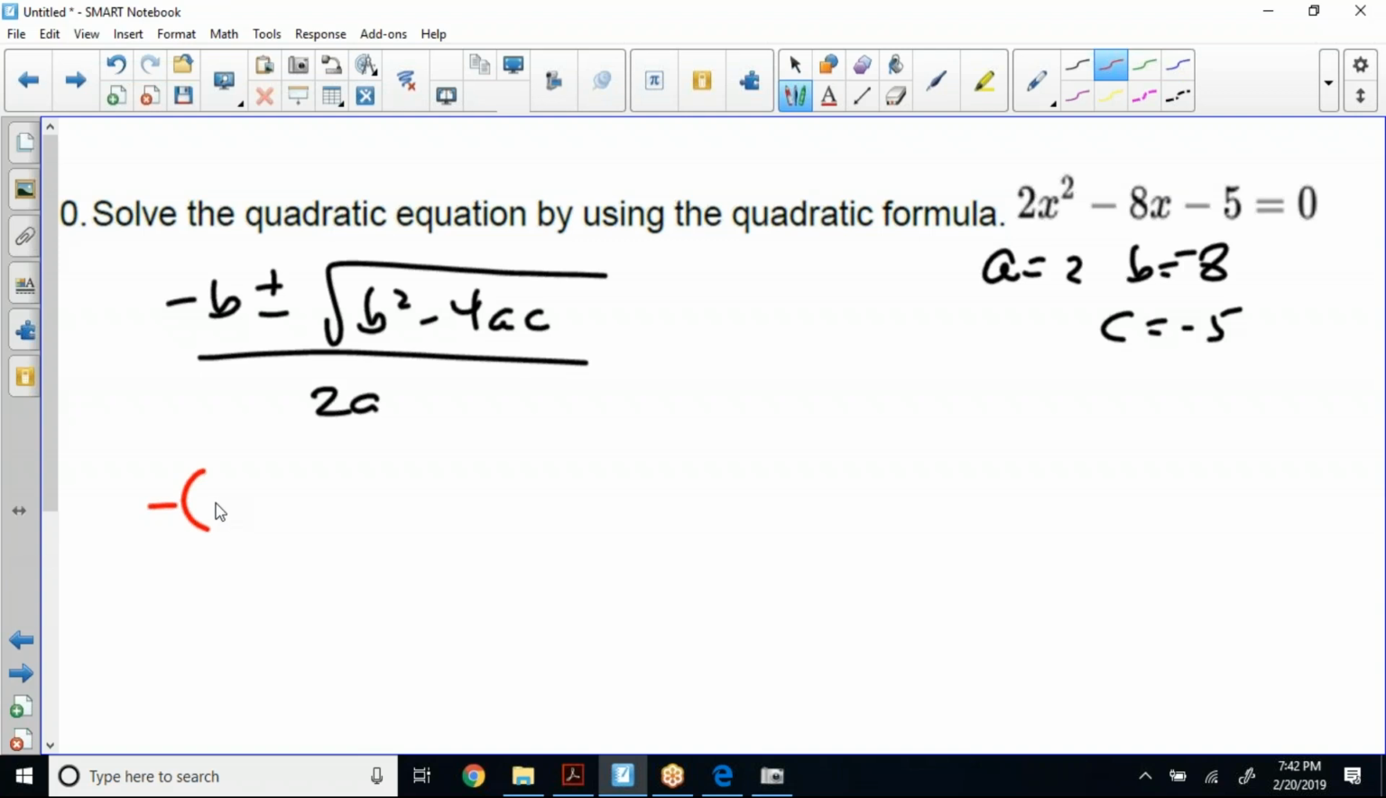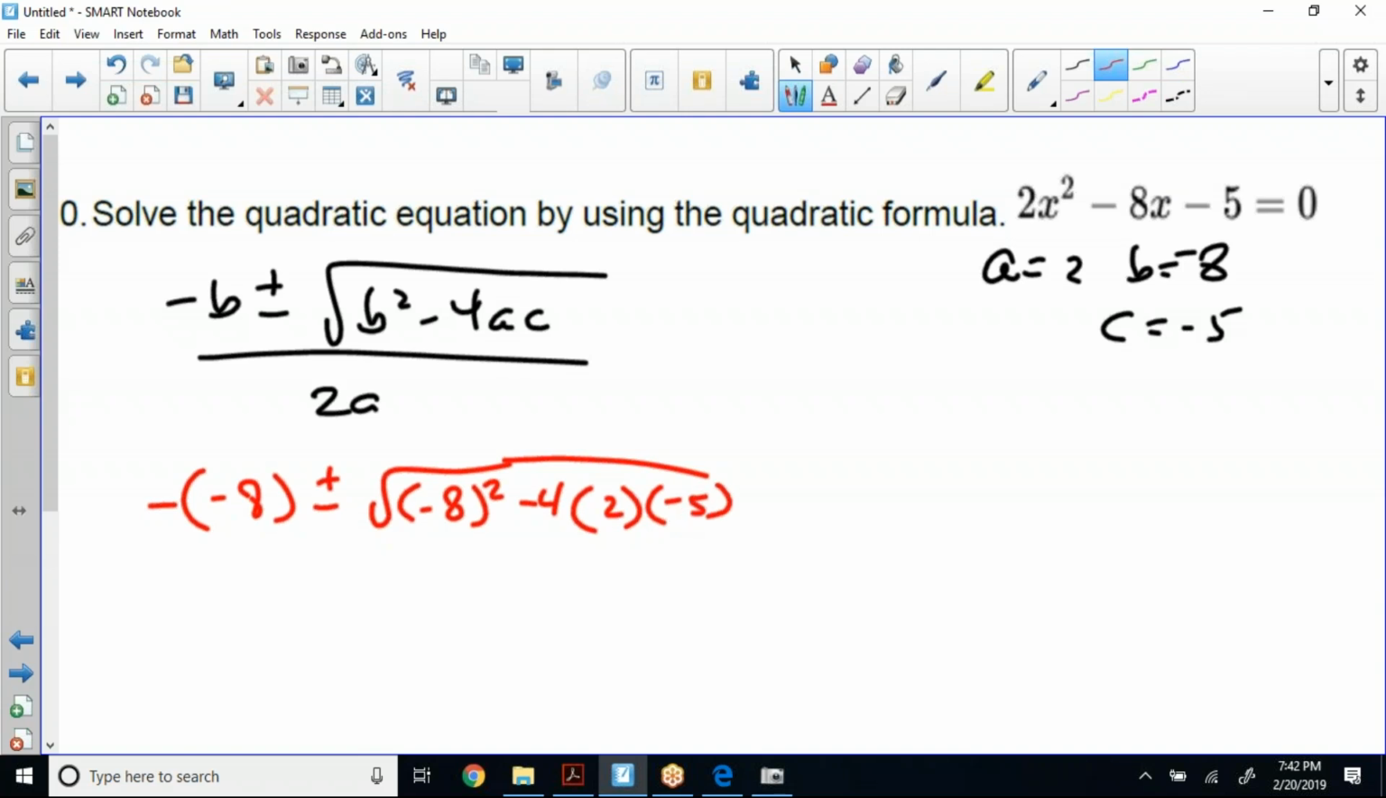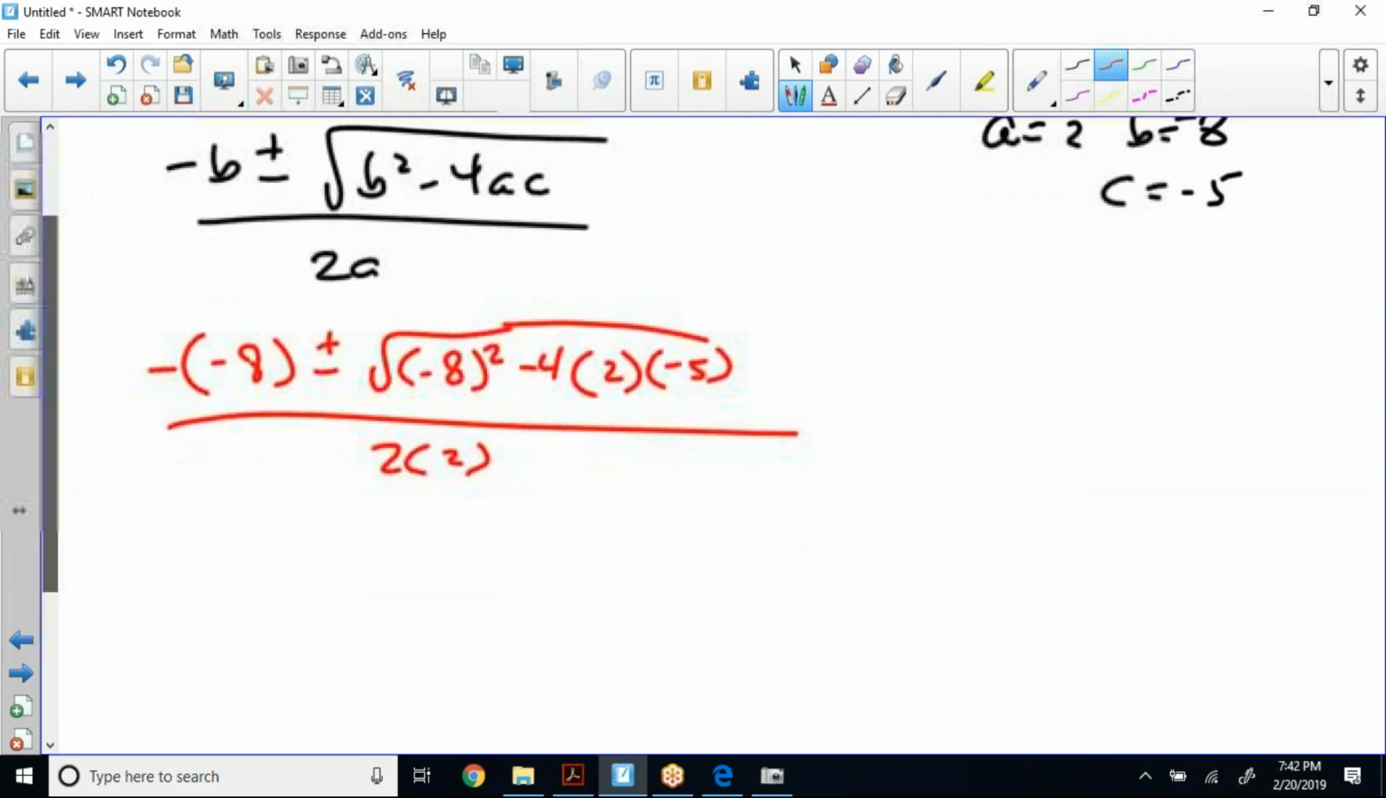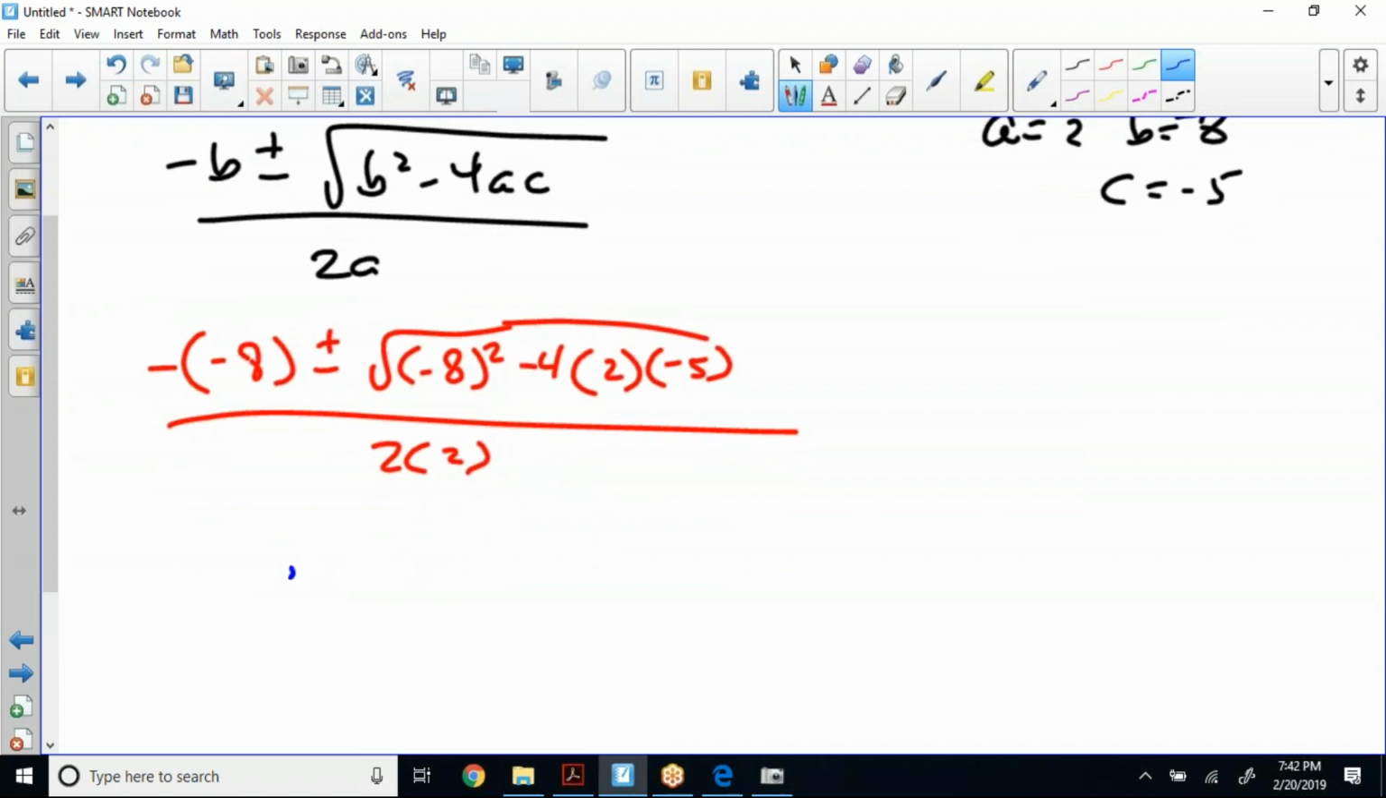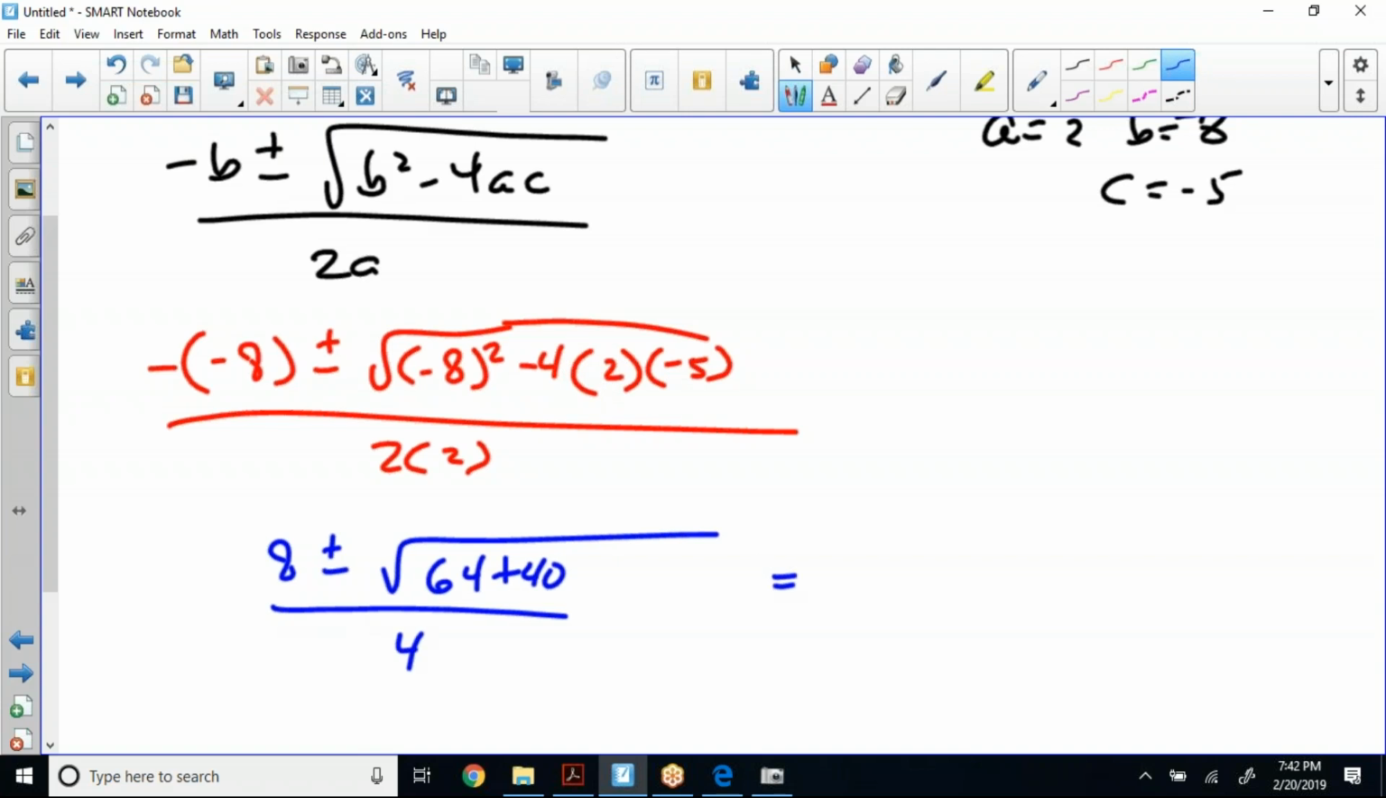Okay, so when you substitute things in, make sure that they go in parentheses, because that makes things a lot easier when it comes to order of operations and will not catch you in a sign error. And when you do that, that gives you 8 plus 64. That's negative 4 times 2 is negative 8 times negative 5 is plus 40, all over 4, which is going to give me 8 plus or minus the square root of 104 over 4.